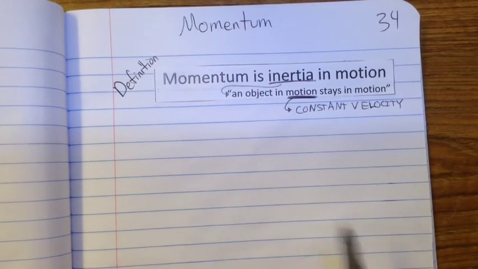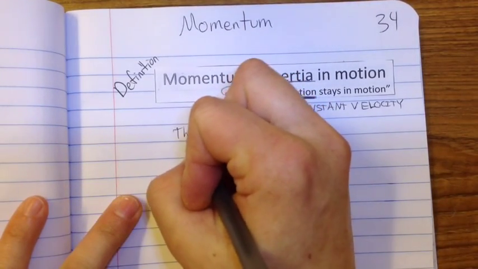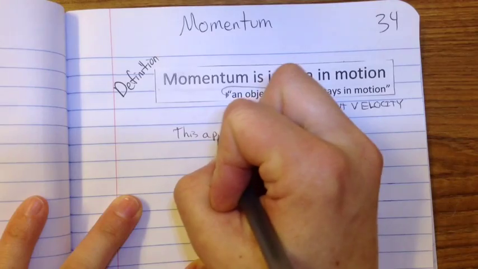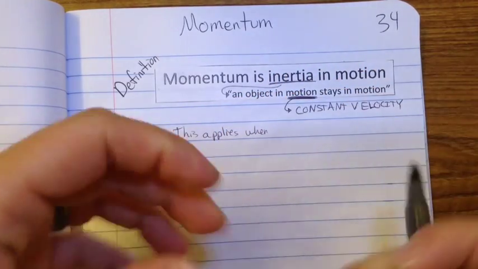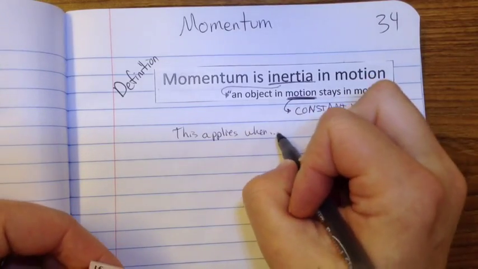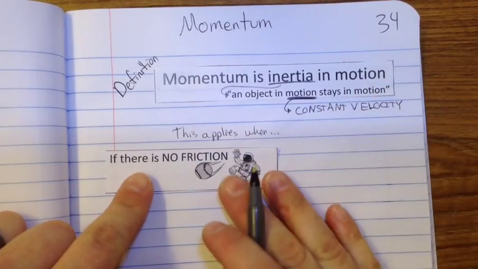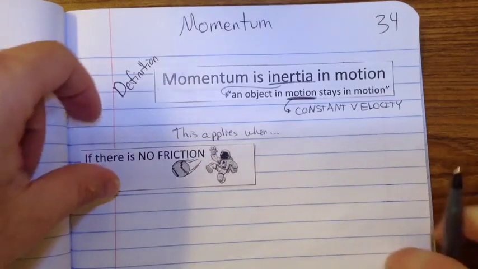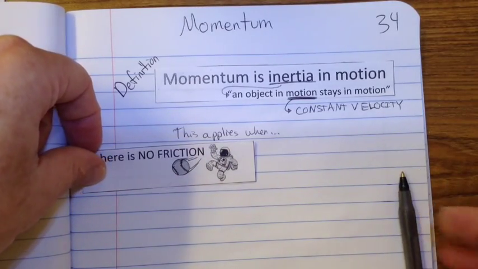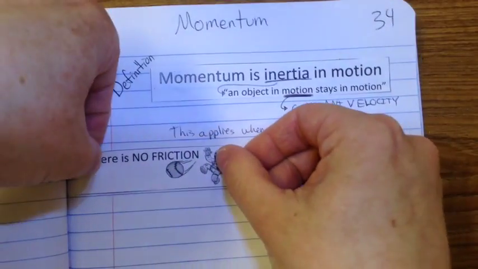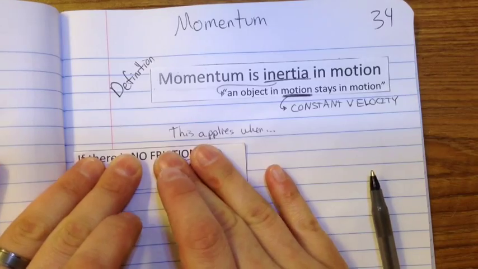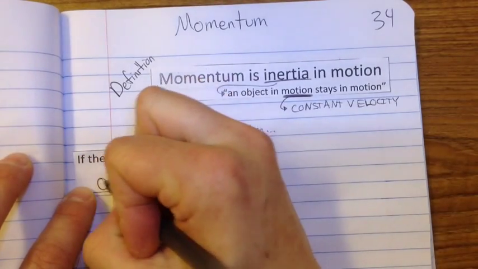Now, this applies when we have no friction. If we have no friction, give me an example when we have no friction. Space. So if you're in outer space, this applies very well.